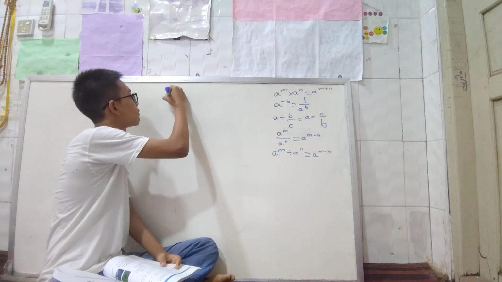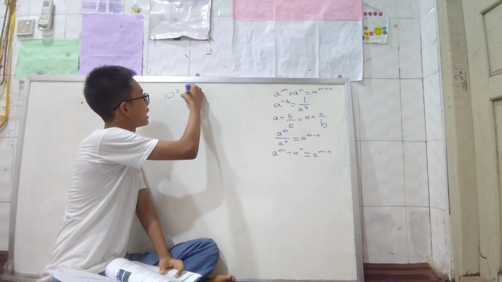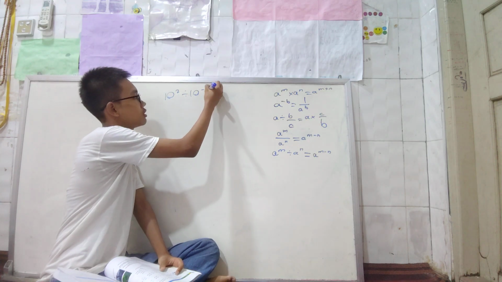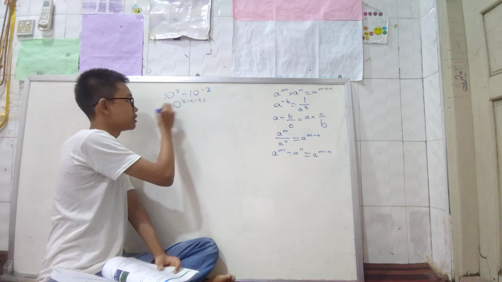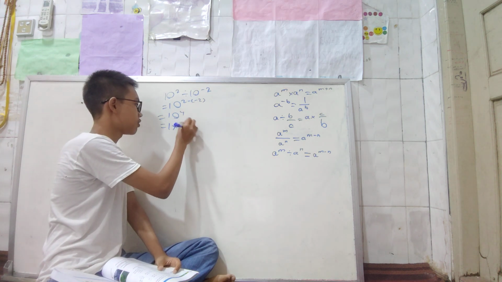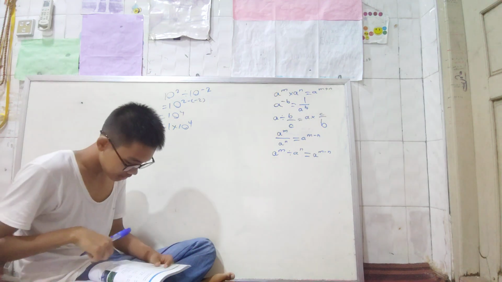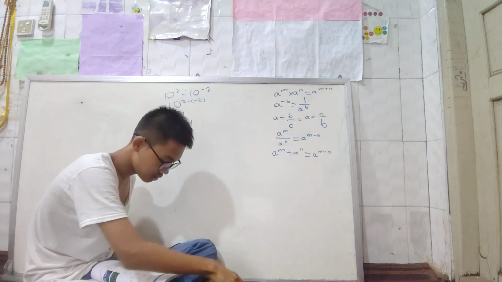Okay. So next up is number 10, which is 10 to the power of 2 divided by 10 to the power of minus 2. That's going to be 10 to the power of 2 minus minus 2. That's 2 plus 2, which is 4. So that's going to be 1 times 10 to the 4th. So that's the answer right here.